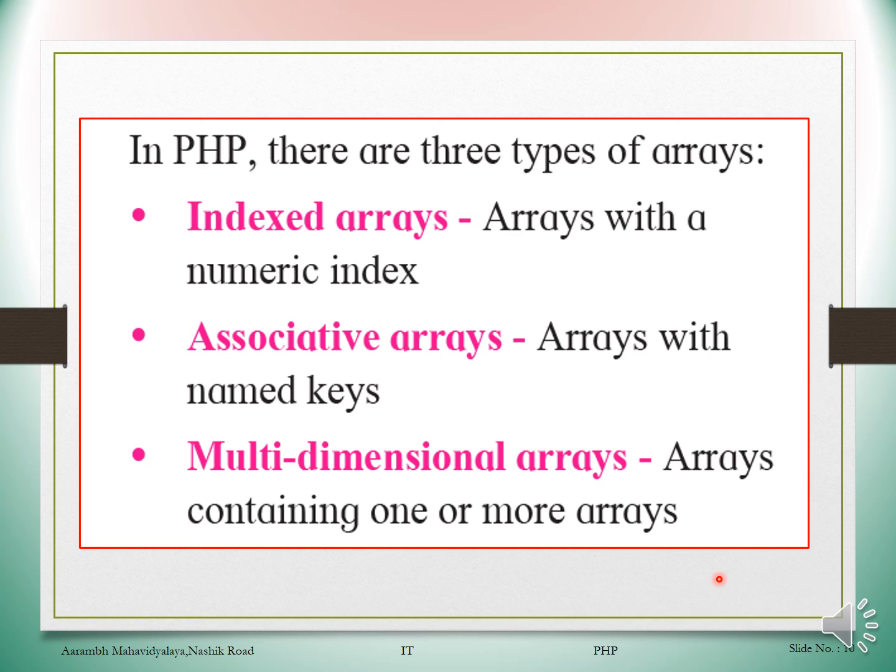Then in PHP there are mainly three types of arrays. The first one is the indexed array, the second one is the associative array, and the third one is the multidimensional array. Among these three types we are going to study only the indexed array. The associative array and multidimensional array types are dropped from our syllabus, and we will study the indexed array in the next lecture.